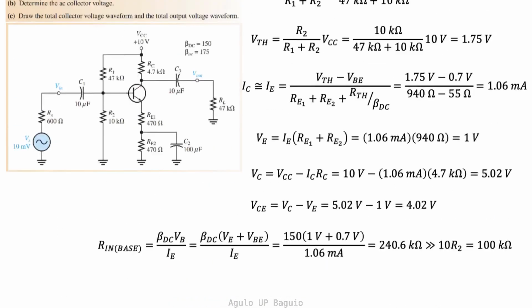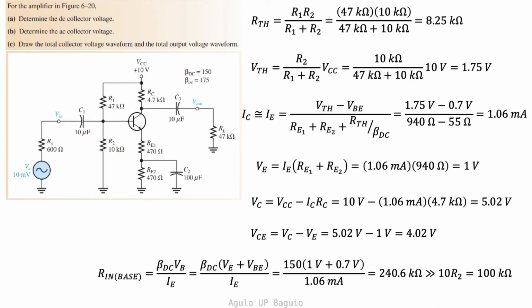Let's now consider this example. In this example, we need to determine the DC collector voltage, the AC collector voltage, and then draw the total collector voltage waveform and the total output voltage waveform. We have a voltage divider circuit powering our transistor. Now the input voltage is 10 millivolts, operating at some frequency f.